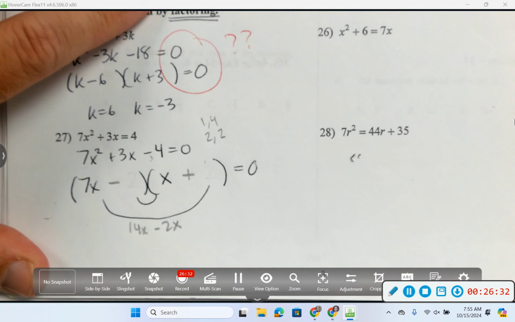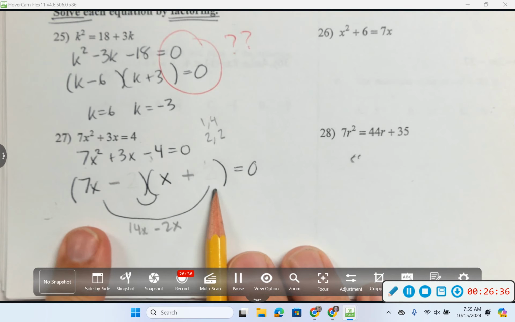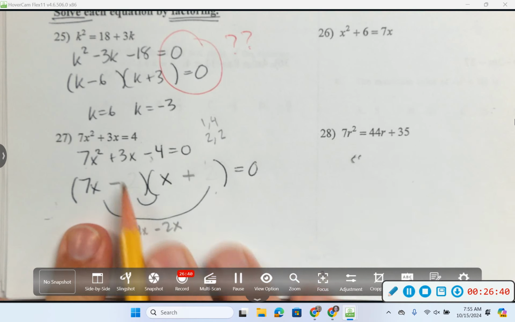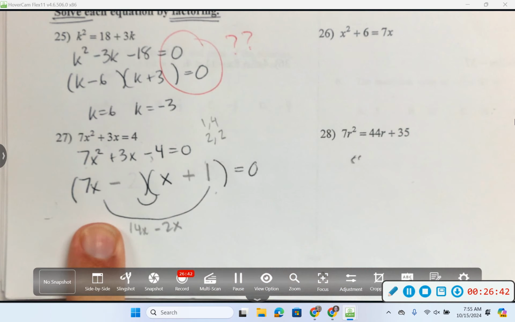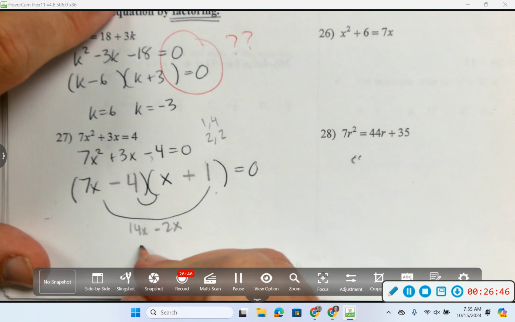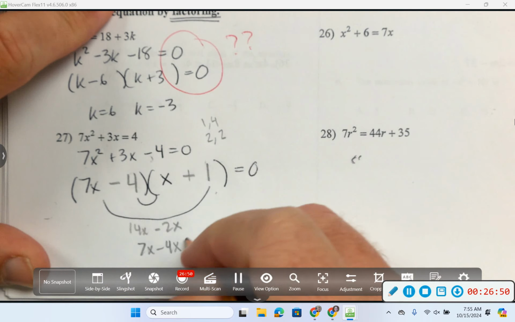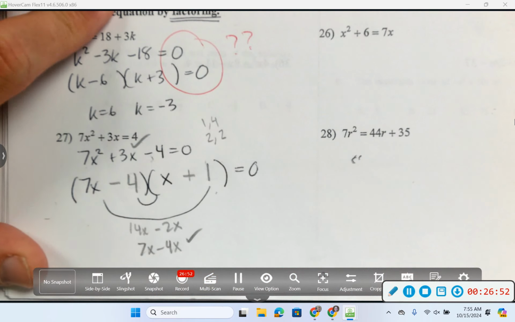And again, if you think ahead a little bit, I'm pretty sure I don't want the 4 across from the 7, because that'd make 28, and that's way too big. So I'm going to put the 1 across from the 7, 4 across from the 1, and now I've got 7x minus 4x is 3x, so now we're good.